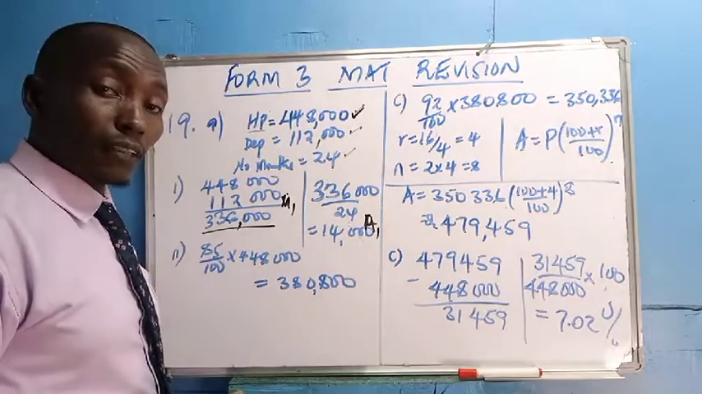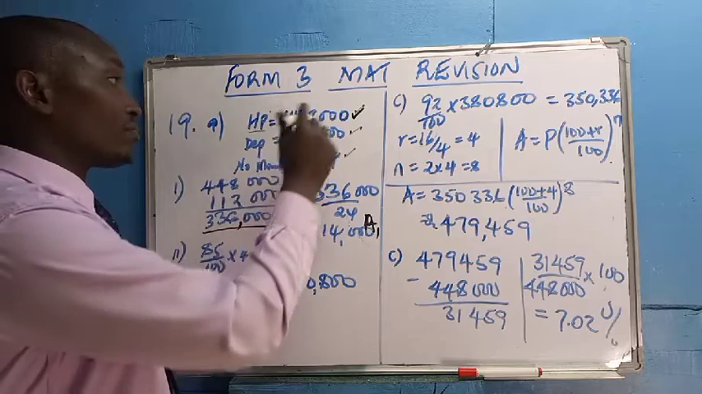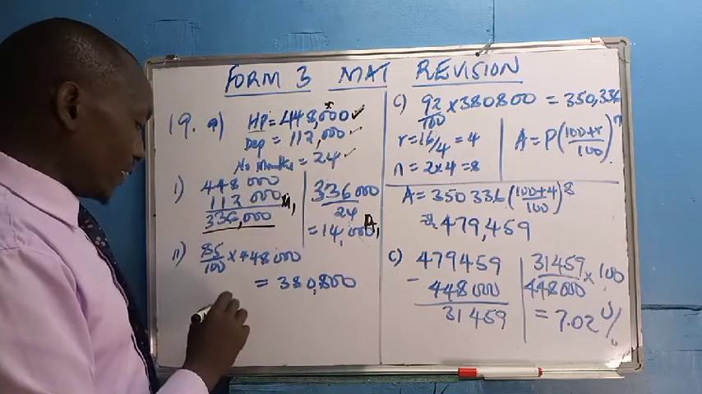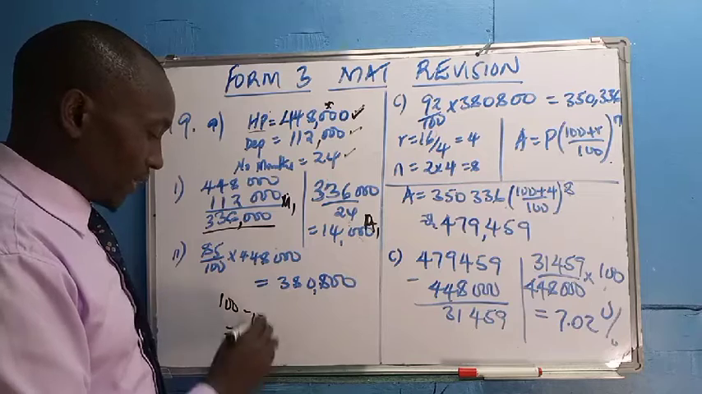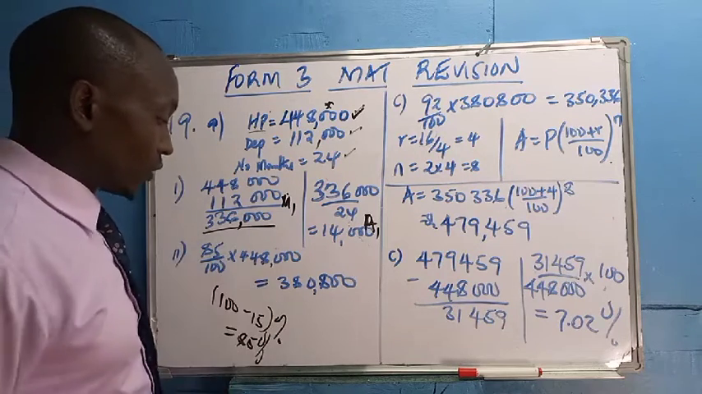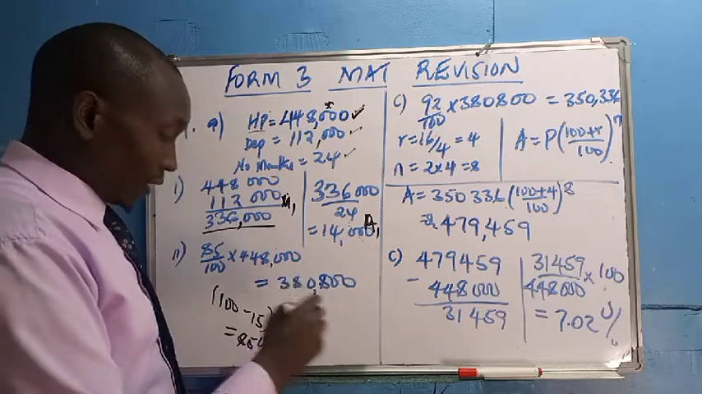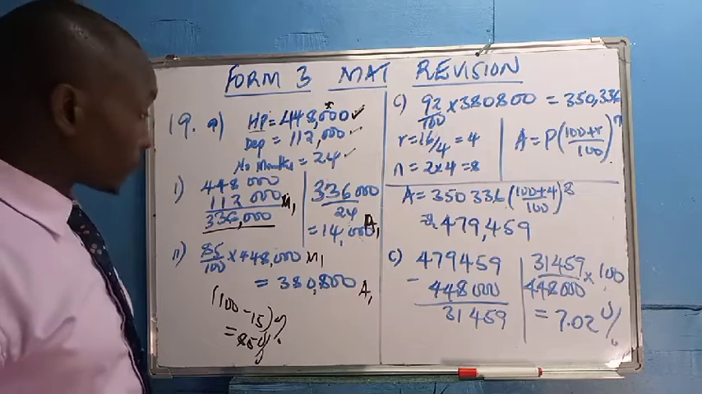Part 2. Determine the cash price. They are saying it is 15% less. So 100 minus 15, you get 85. That is percent. 85% of the hire purchase price. And by doing that, the method 1 answer, you get 1.